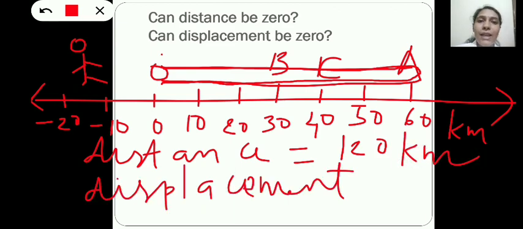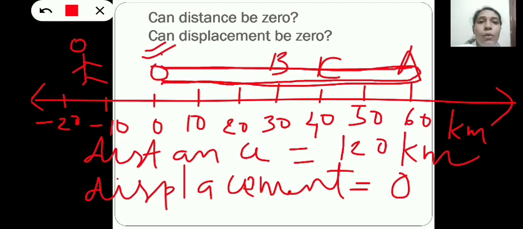And you know, displacement is the shortest distance between initial and final position. So what is the initial position? O. What is the final position? O itself, because Ramu reaches back to the same point O. So what is the distance between initial and final position? 0. So displacement is 0. So I hope you got the answer for the question on the screen. Can distance be 0? No.